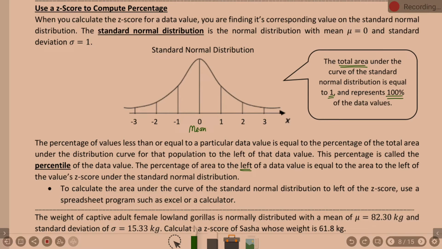And then what I'm going to take you through to calculate the area under the curve of the standard normal distribution to the left of the z-score, use a spreadsheet program such as Excel or a calculator. I have not gotten around to figuring out if the scientific calculators do this or not. I would think they possibly do, but I've not gotten around to figuring it out. So again, I'm going to teach Excel because that is what we can all use, and then we'll go from there. Okay? So this is going to be the idea, no matter what the z-score is, you can convert that to the percentage, or the percentile.